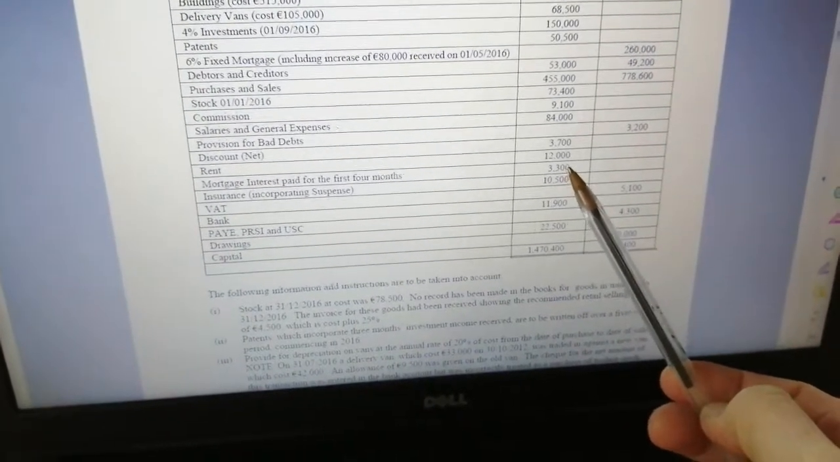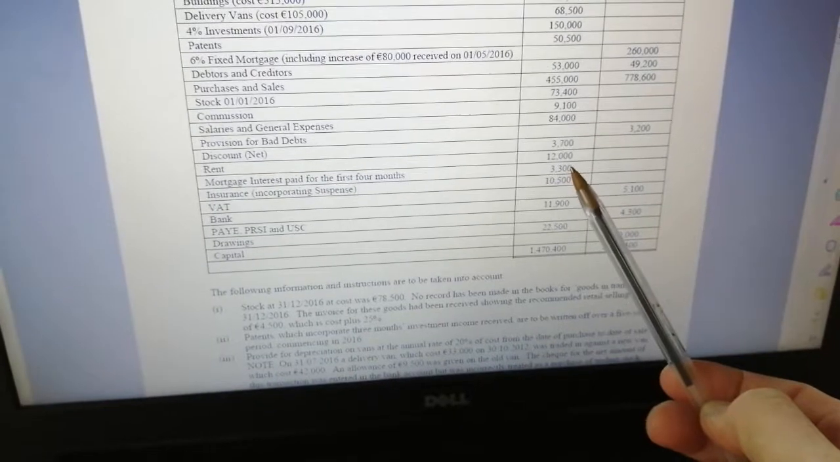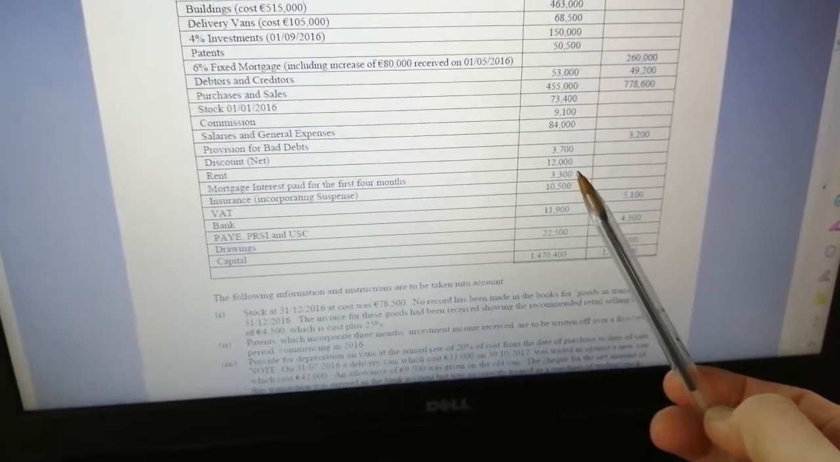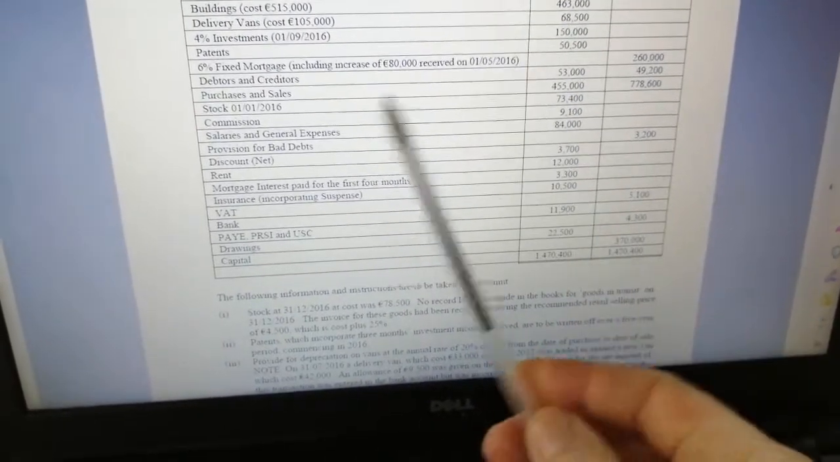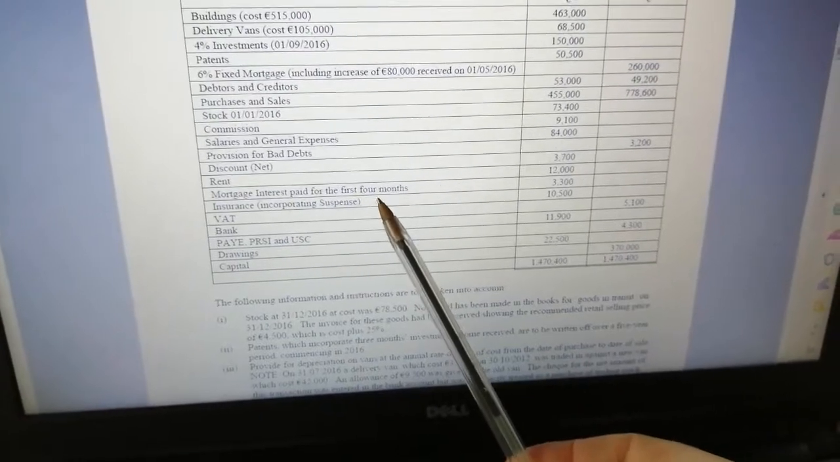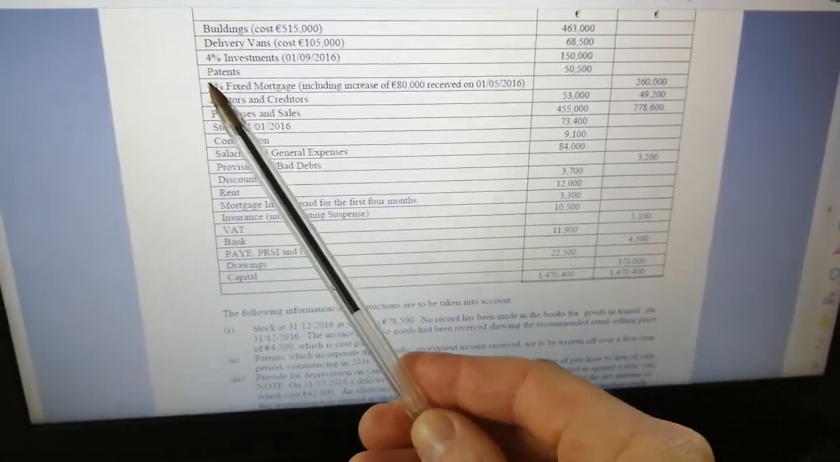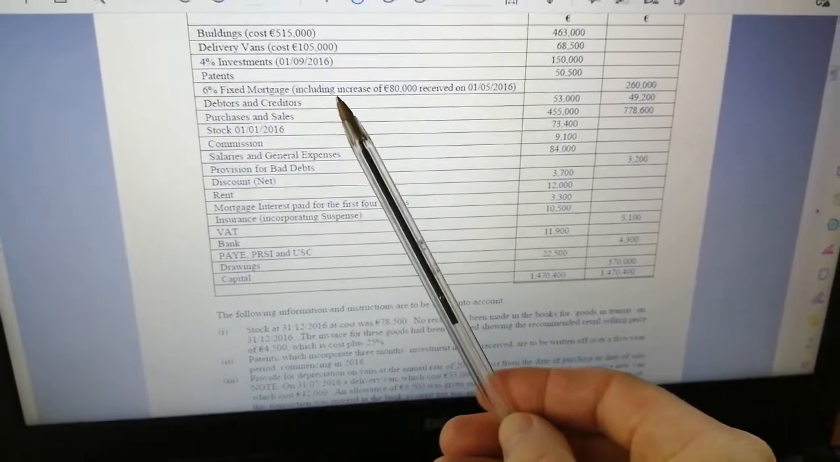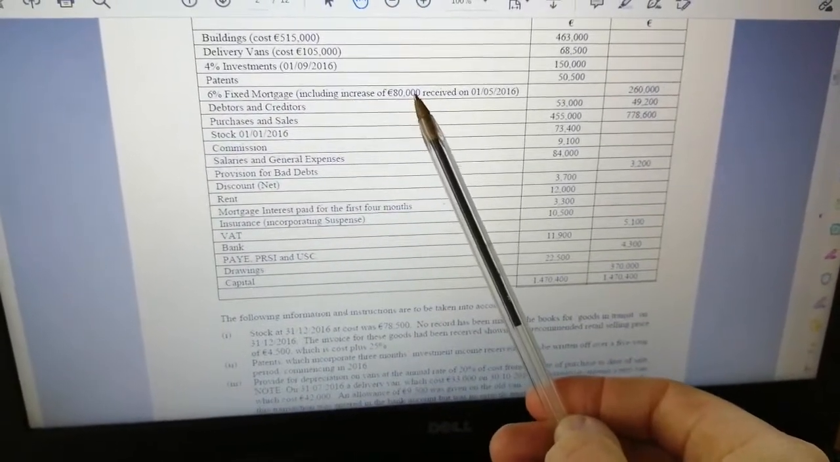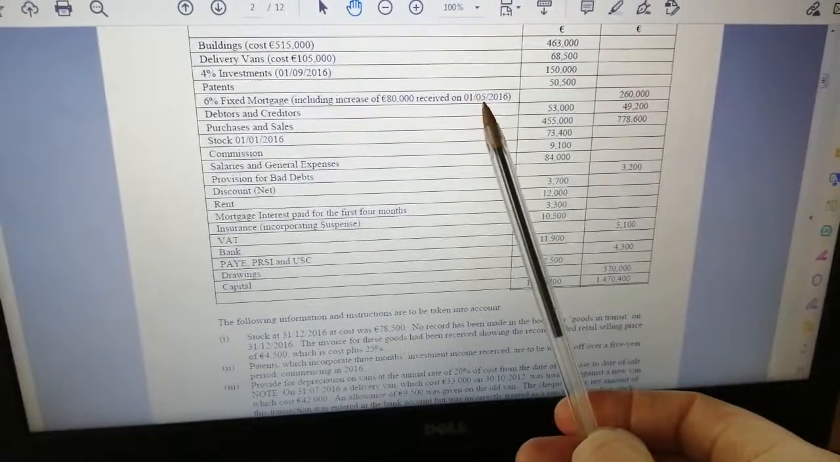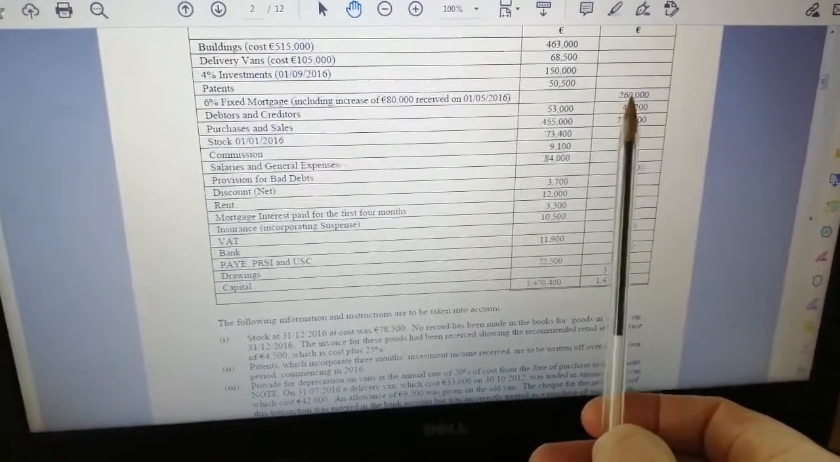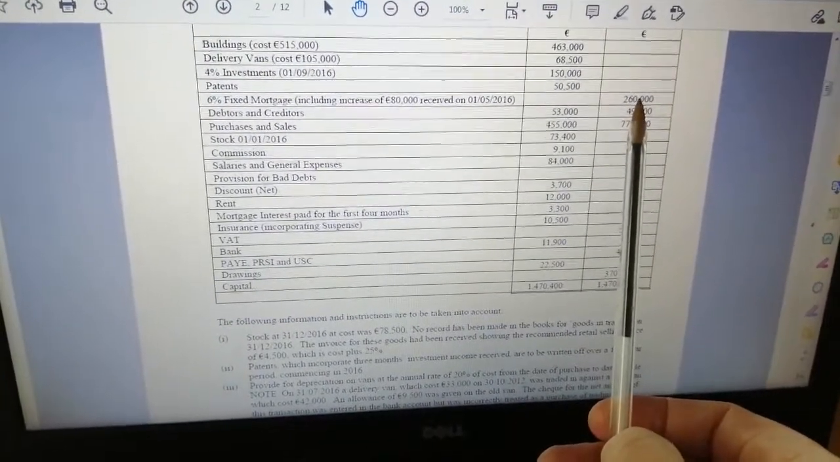Okay, and that's the figure that we've already put into our account straight from the trial balance. But it says that's incorrect. So let's just see what mortgage interest for the first 4 months should come to if that's not the correct figure. So it says here 6% mortgage, including an increase of 80,000 received on the 1st of the 5th, 2016. So this figure, 260,000, went up.